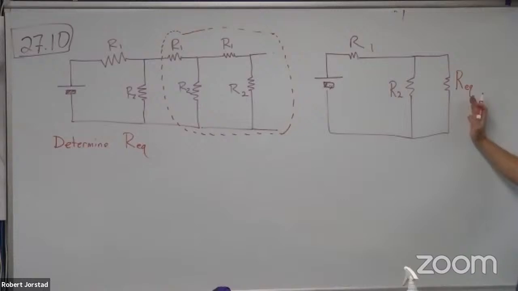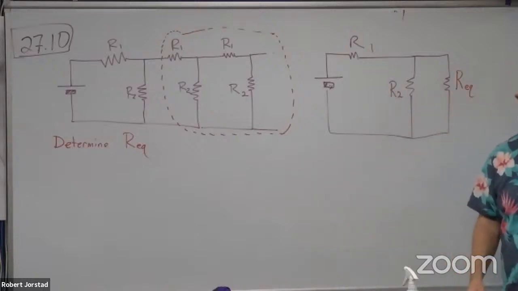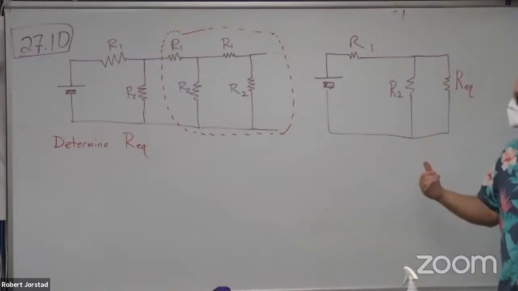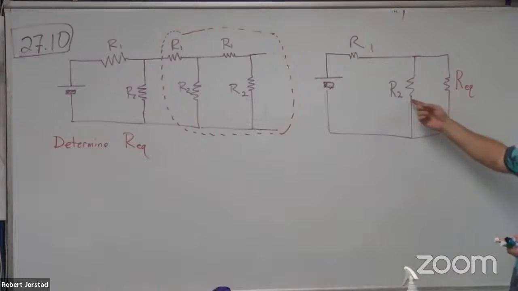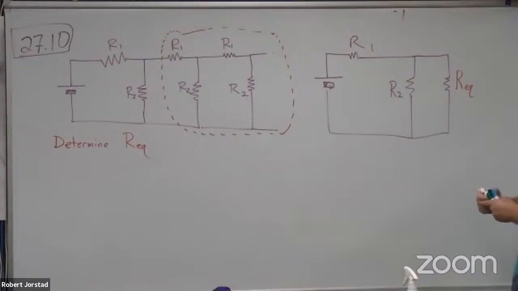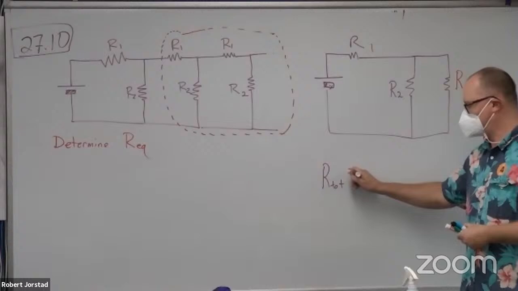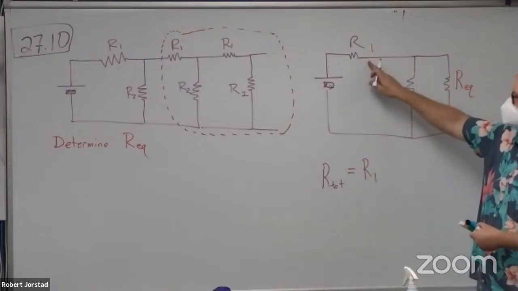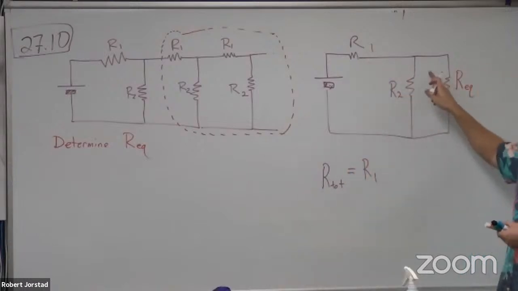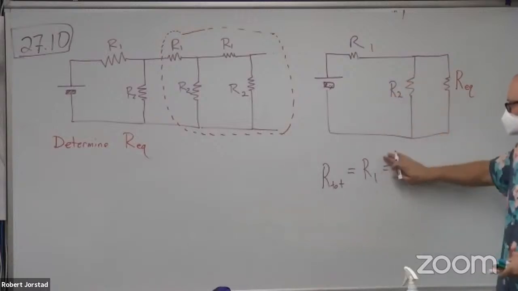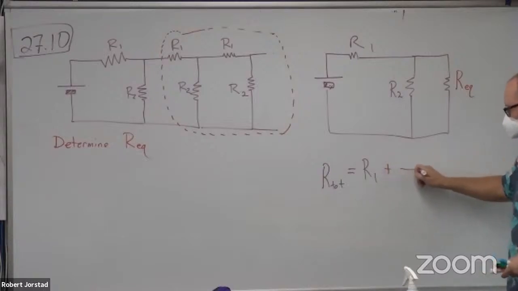The equivalent resistance is in parallel with R2. This is now an easy problem, is it not? The only weird part is, what's this combined resistance? Do you agree the total resistance here should equal R1 plus this parallel combination? So R1 plus, what's the shortcut for parallel? R2 times REQ over R2 plus REQ.